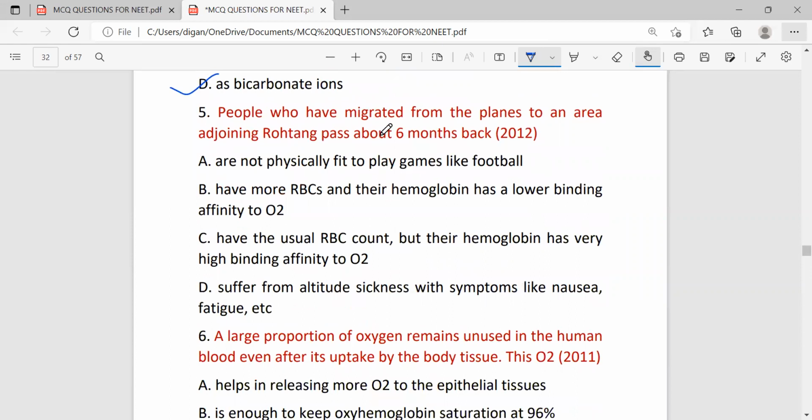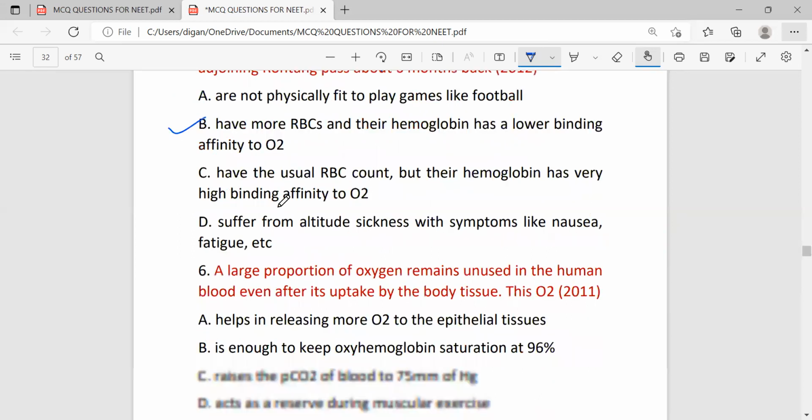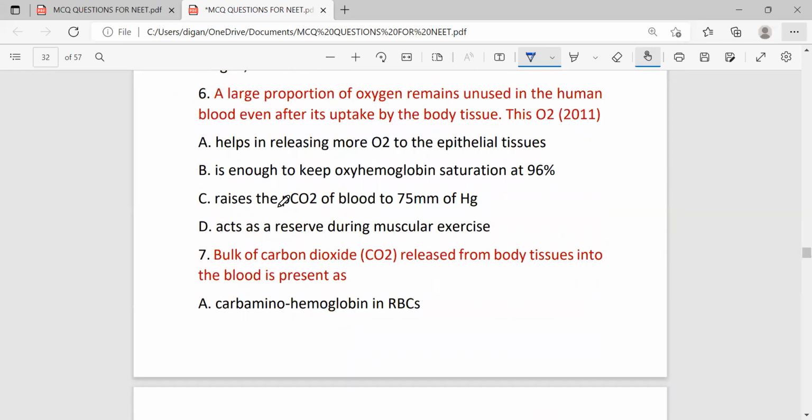Question number 5. People who have migrated from the plains to an area adjoining the mountain passes about 6 months back, and the correct option for question number 5 is option B. Next, question number 6. A large proportion of oxygen remains unused in human blood even after it is taken up by the body tissue. And this oxygen, the correct option for question number 6 is D, means it acts as a reserve during muscular exercise.